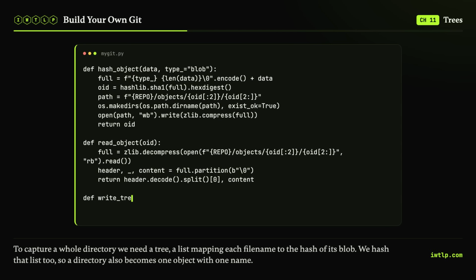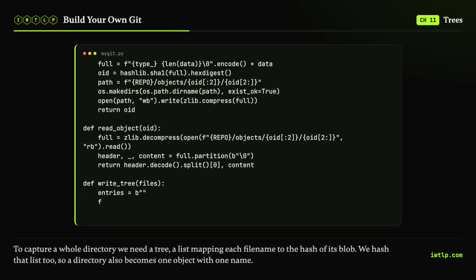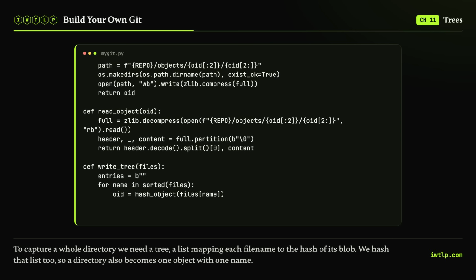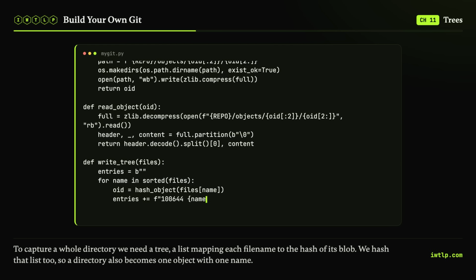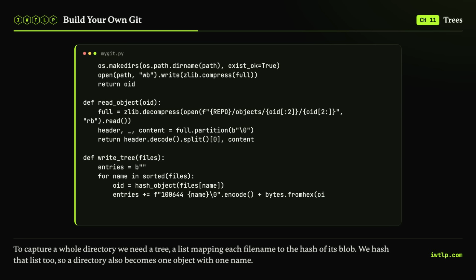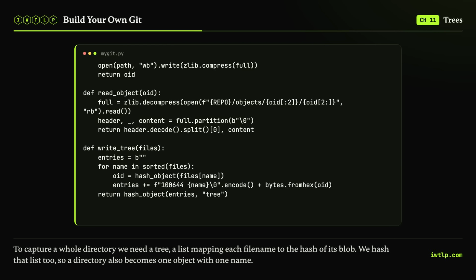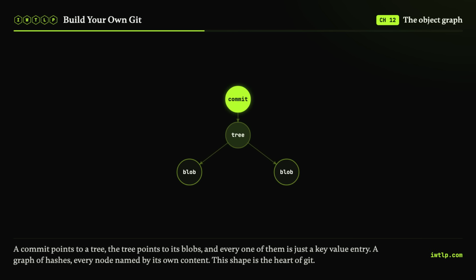To capture a whole directory, we need a tree, a list mapping each file name to the hash of its blob. We hash that list too, so a directory also becomes one object with one name. A commit points to a tree, the tree points to its blobs, and every one of them is just a key value entry. A graph of hashes, every node named by its own content. This shape is the heart of Git.